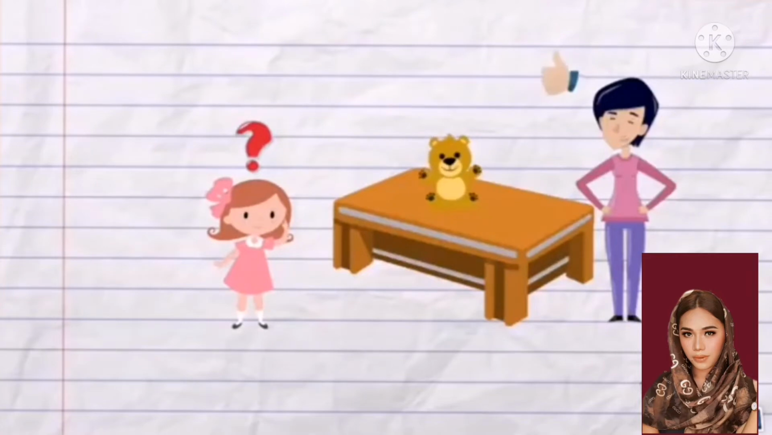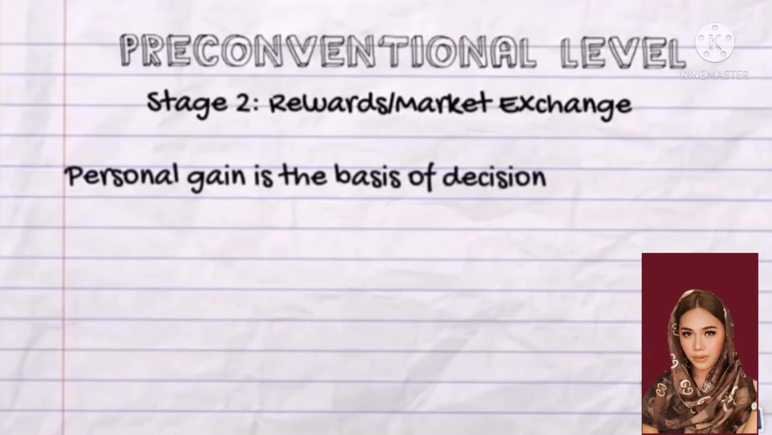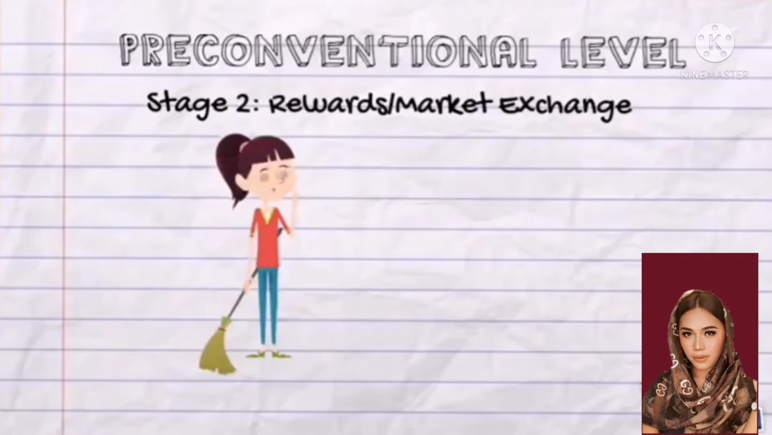Also in the pre-conventional level is Stage 2, rewards or market exchange. Personal gain is the basis of decision: what they and other children will get out of the decision. Whenever faced with a moral dilemma, for example, what do I get out of this?